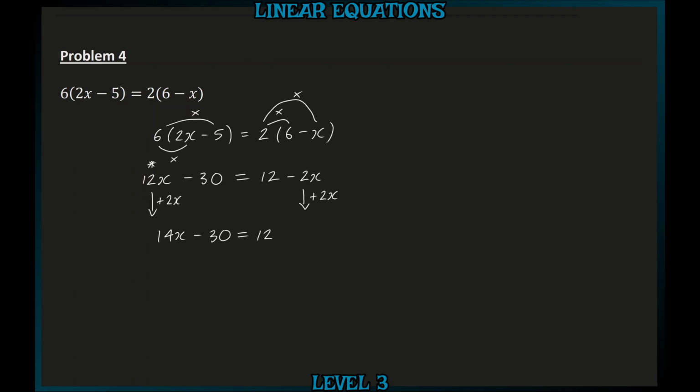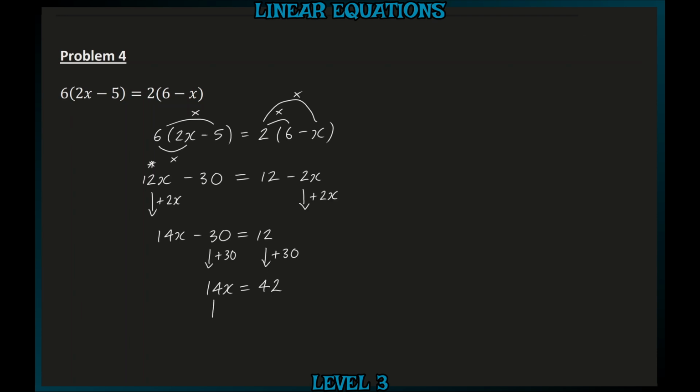Going back to the left, we'd now like to remove the minus 30. So we add 30 to the left and also add 30 to the right. The minus 30 and the plus 30 on the left cancel out, leaving us with 14x. And on the right, 12 plus 30 gives us 42.